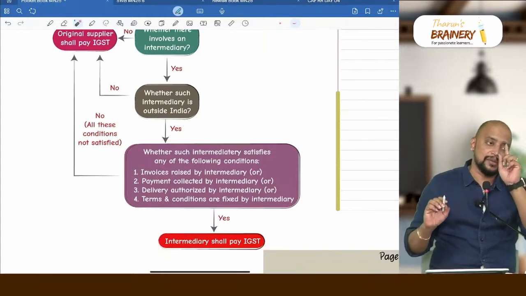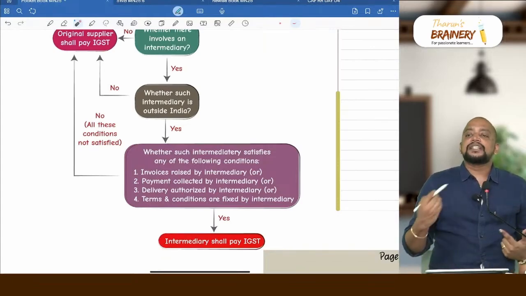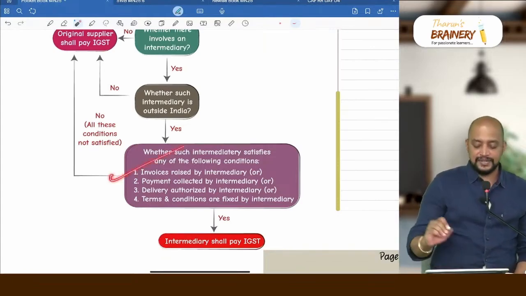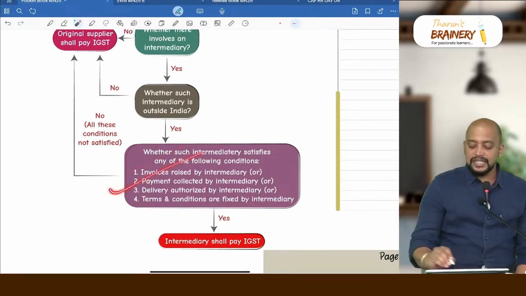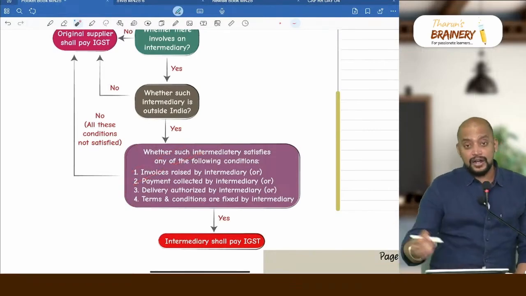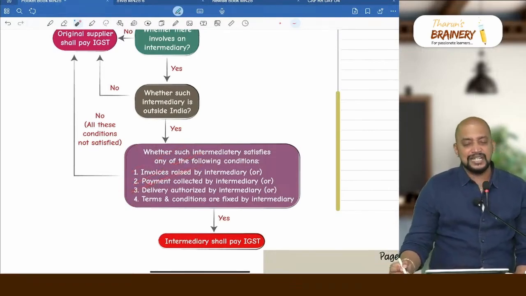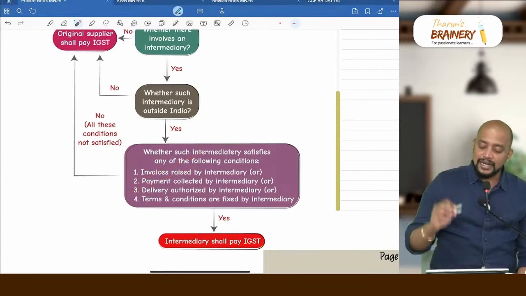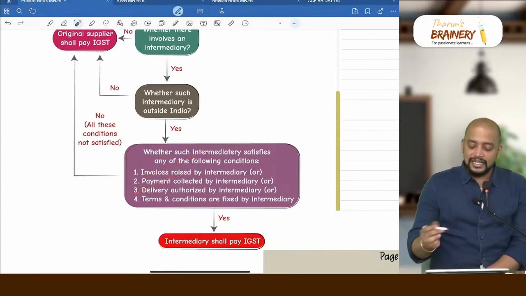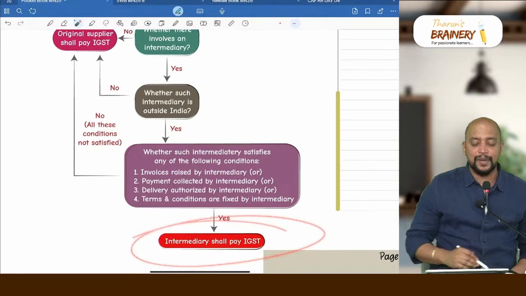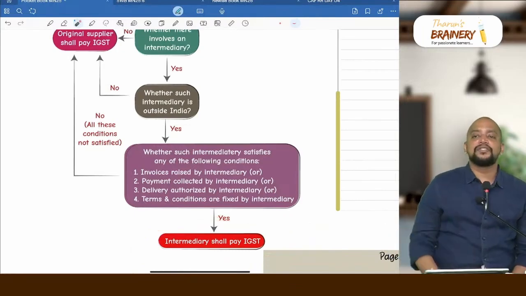What is that one condition? Number 1, whether the invoice is given by the intermediary? Yes. Or the payment is received by the intermediary? Yes. Or whether the delivery is authorized by the intermediary? Yes. Whether the terms and conditions are fixed by the intermediary? Yes. Then if any one condition is satisfied, the intermediary will pay. No, then the supplier only will pay.